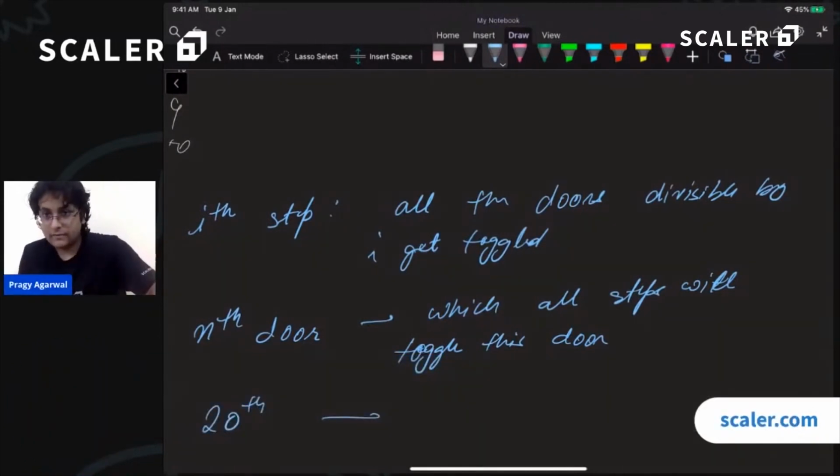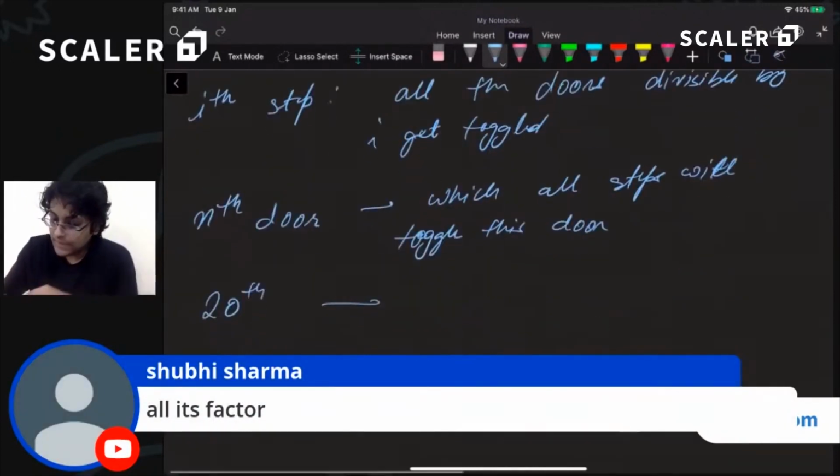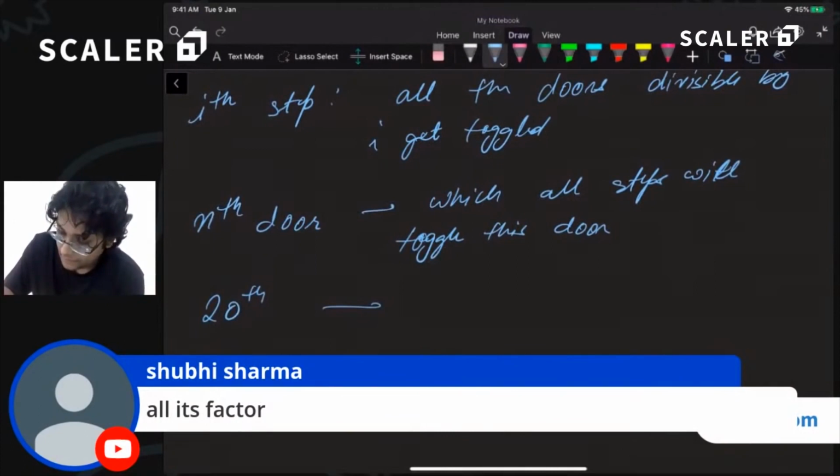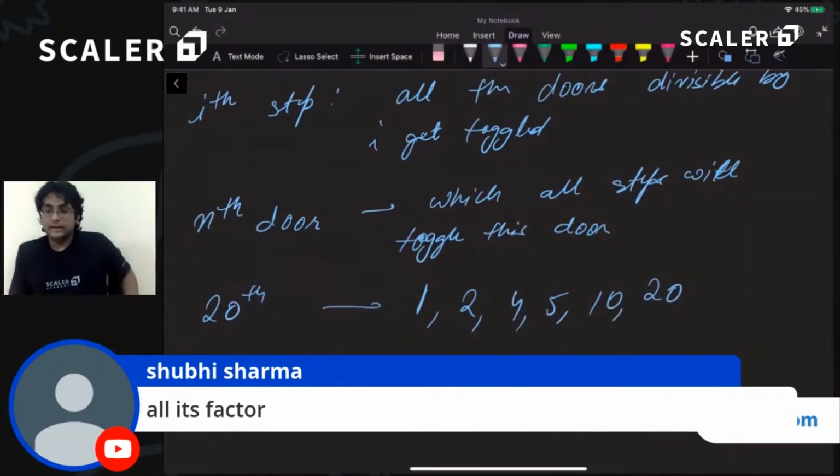All the factors of n. Exactly. Right? All the factors of n. So basically the 20th door will be toggled in the first step, in the second step, fourth step, fifth step, 10th and 20th step. Is that clear? Yes, because these are all the factors of 20.